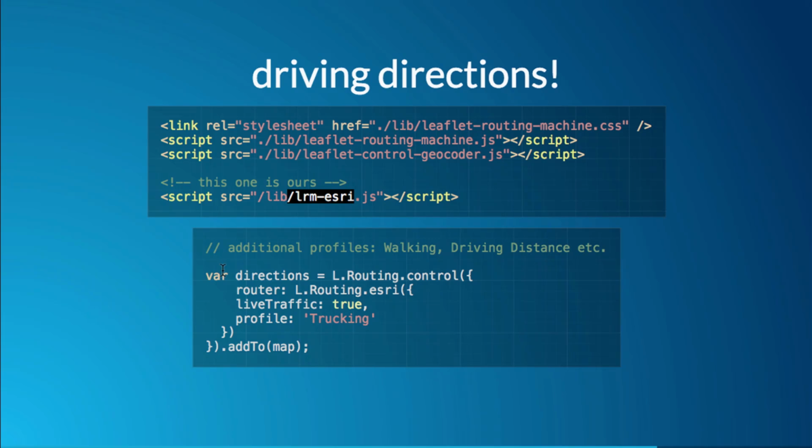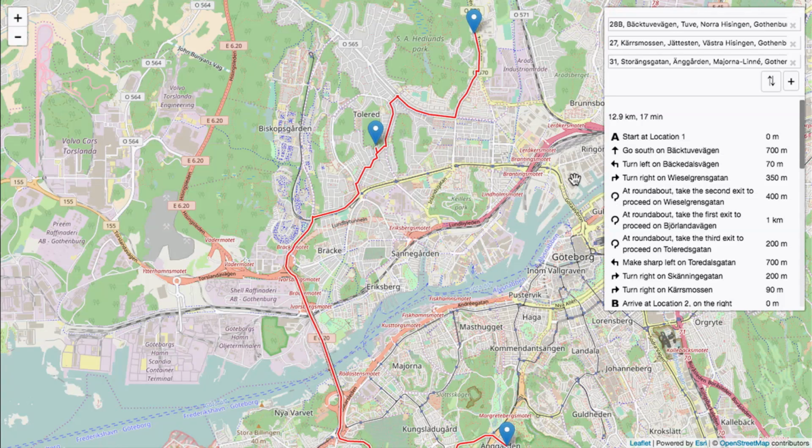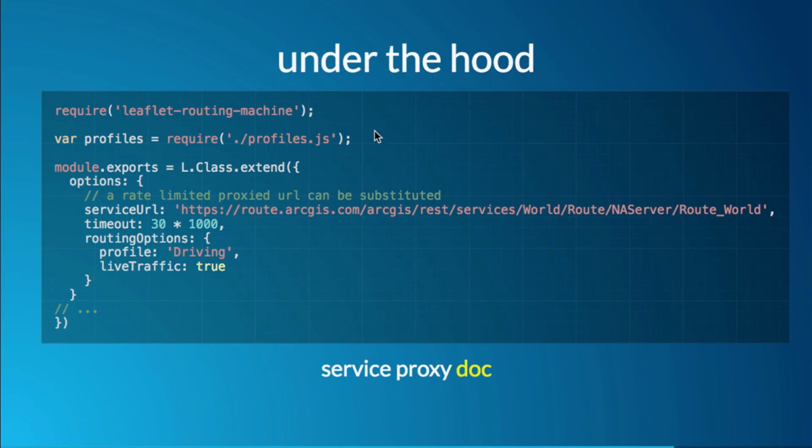And that makes it so that all you have to do in your app is create this new routing control and specify that you want Esri's routing provider as opposed to one of the other ones. So this is nice. If you just want to use it, feel free. It works. If all you want to do is walking, driving, trucking, distance, time, that's all done.